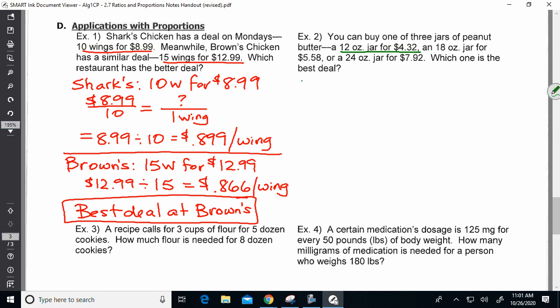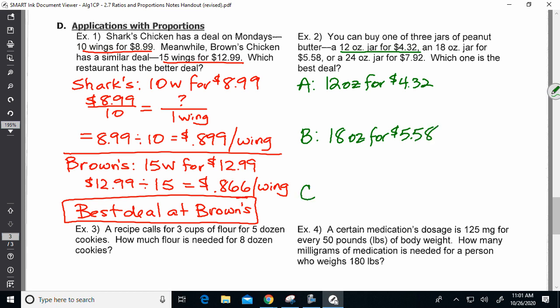So we have jar A, 12 ounces for $4.32. B, 18 ounces for $5.58. Hopefully we have our calculators out, ready to do this work. And C, 24 ounces for $7.92. So let's figure it out.